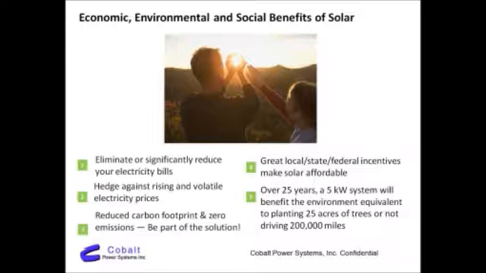There's great incentives, and there's a little bullet there. Actually, when we get to the end, I'll give you some specific examples of the environmental benefit, but it can be equivalent to planting 5, 10, 15,000 trees in terms of CO2 mitigation, depending on how big your system is. So it really has some very significant environmental benefits.